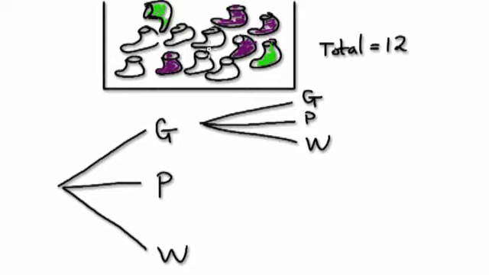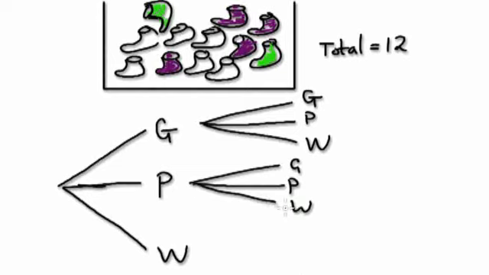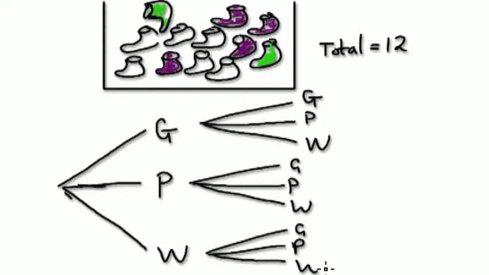Okay, and let's go back in time. We've just picked out a purple one, so we've gone down this route. Now on our second pick, we could get a green, a purple, or a white one. Okay, and let's go back in time. We've just picked out a white one. Now on our second pick, we could get a green, a purple, or a white one.